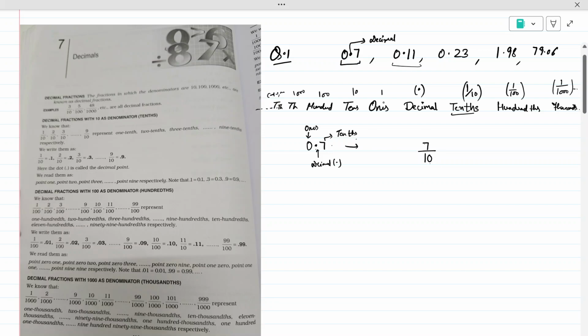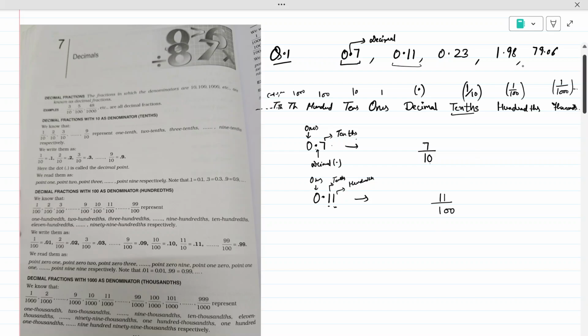Now let us take another number, 0.11. Here at the ones place again we have 0. At the tenths place we have 1, and at the hundredths place we have 1 again. Now how are we going to represent this number? We have 11, and after the decimal we have 2 places, so this is represented by the hundredths place. So we will write this as 11 by 100.